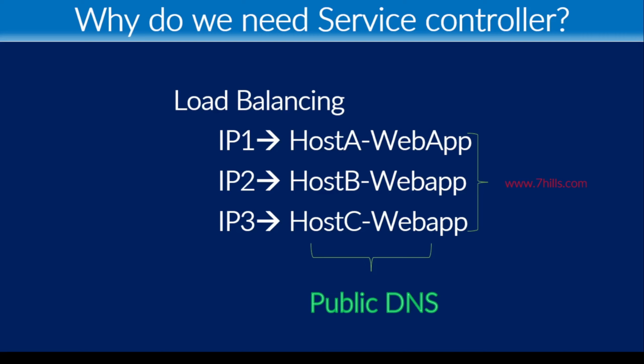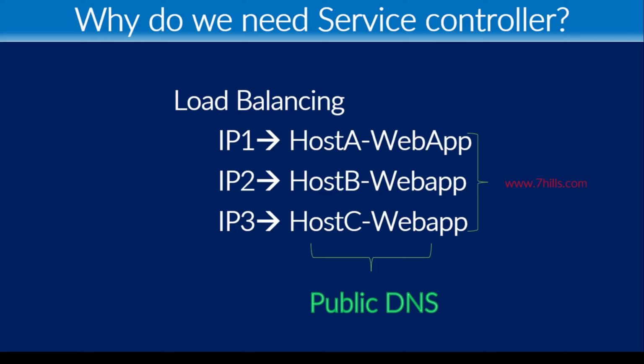So when the user accesses 7hills.com, it will go to the DNS registry, which helps you resolve your host to the IP address. Once it is resolved, the load will be routed to any of the hosts A, B or C based on the load. That is why it is called load balancing.